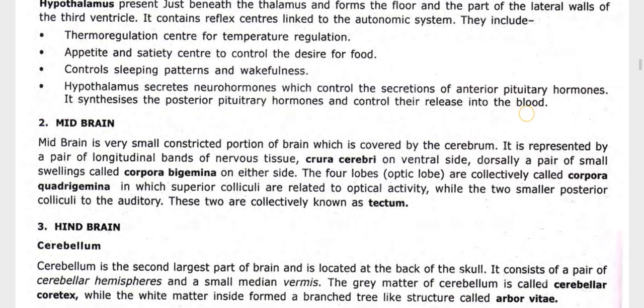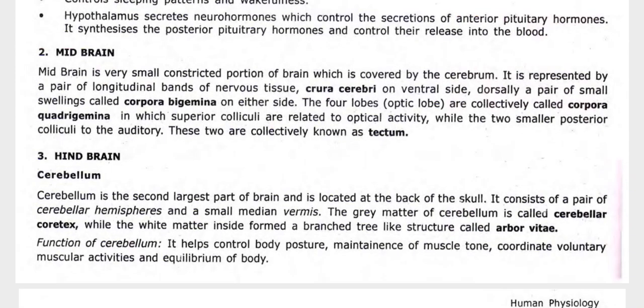The next region, the midbrain. The midbrain is a very small constricted portion of the brain that is covered by the cerebrum. It is represented by a pair of longitudinal bands of nerve tissue, the crura cerebri, on the ventral side, and dorsally a pair of small swellings called corpora bigemina on either side, and four lobes, the optic lobes, collectively called corpora quadrigemina, in which the superior colliculi are related to optical activity, while the two smaller posterior colliculi are related to the auditory. These are collectively known as the tectum.